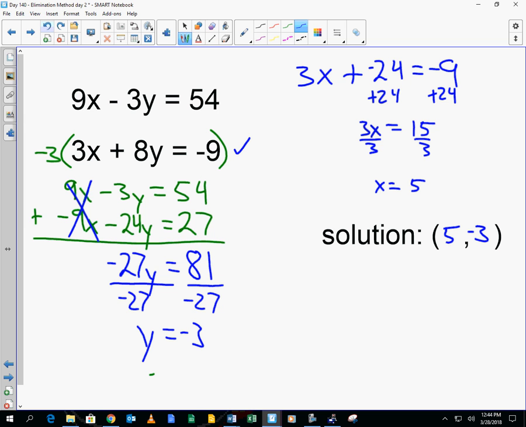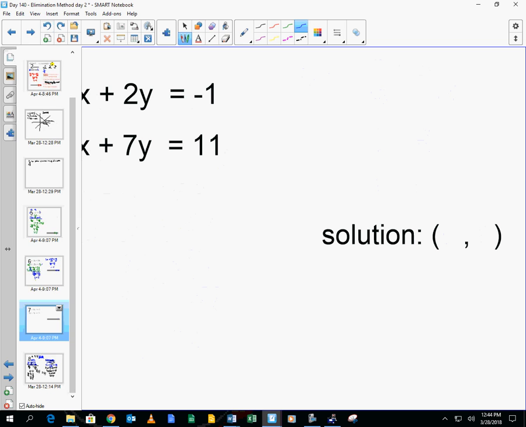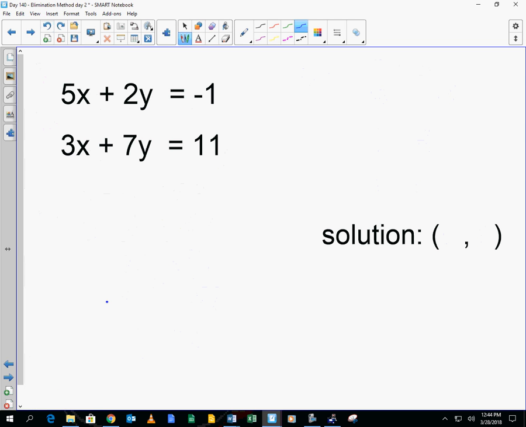Let's try one final problem. Write down 5x plus 2y equals negative 1. And 3x plus 7y is equal to 11. Five x plus 2y is negative 1, and 3x plus 7y is 11. This is challenging. Look at this situation.